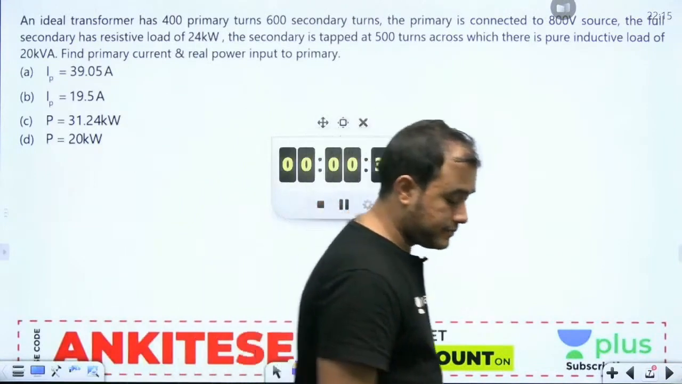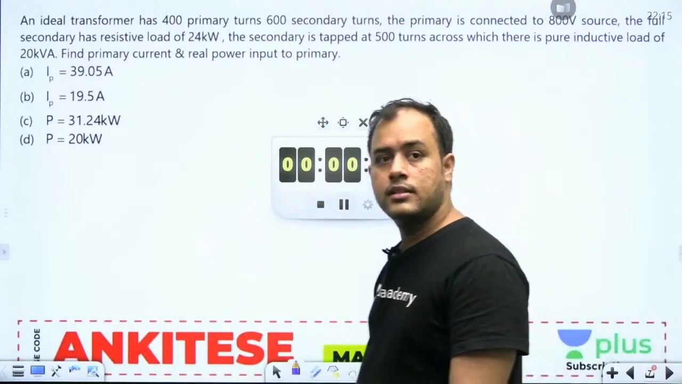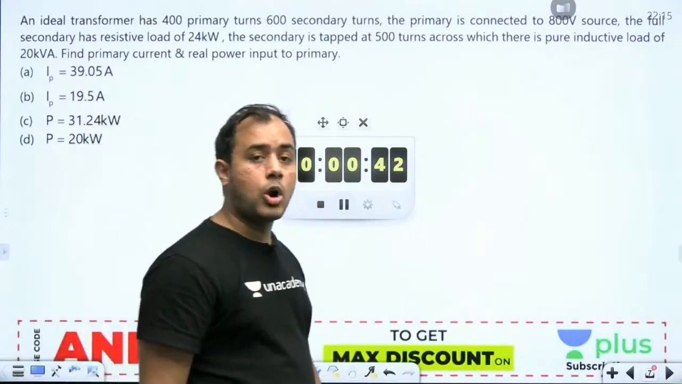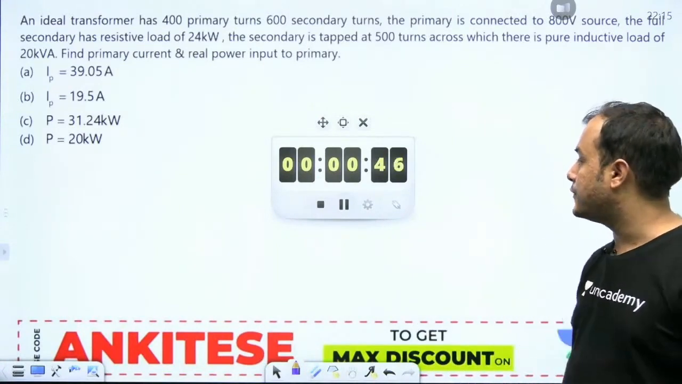Come on guys, let me see how many of you can solve this. I want to find the answer. I want all of you to get the correct answers. The timer is running in front of you.